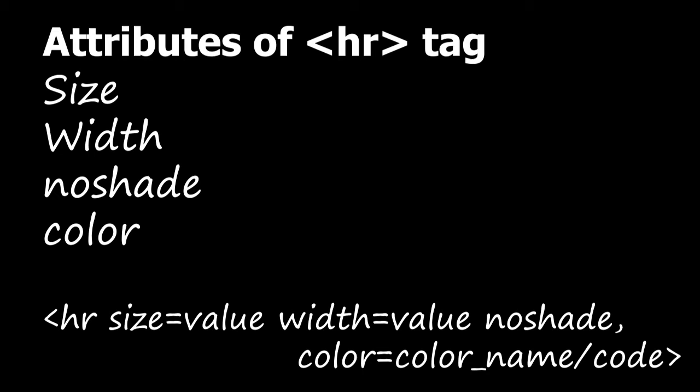Size means the thickness of that horizontal line. This can be changed with the size attribute, right? The size is given in terms of pixels. Pixel is one of the tiny dots which make up the display on a computer, right? When you have an image and you zoom in, you will be able to see some dots or small squares. That is a pixel. A pixel is one of those tiny dots that make up the display on a computer, right?